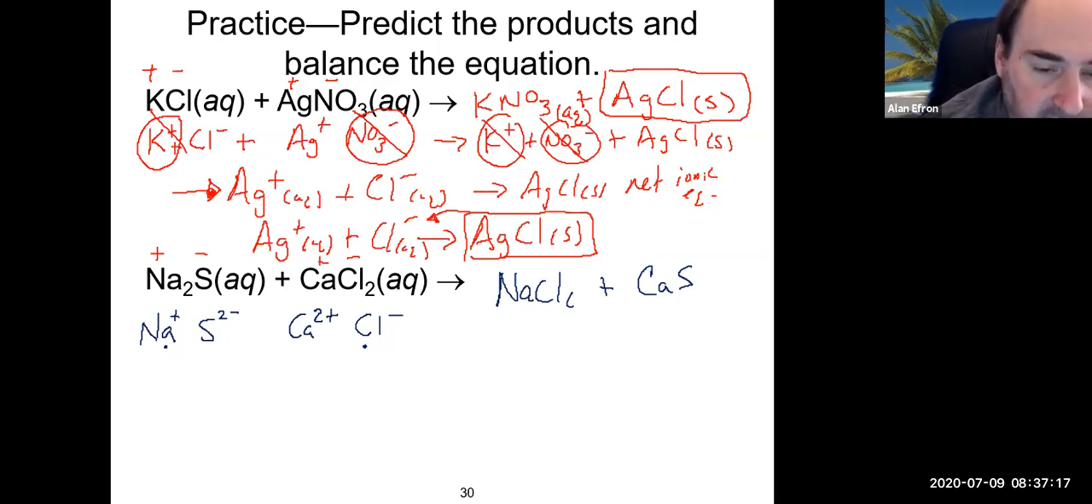Now, at this point, we could balance it. We do have the 2 that needs to go here. Gives us 2 sodiums and 2 chlorides, and 1 calcium on each side and 1 sulfur on each side. So it is balanced at this point.